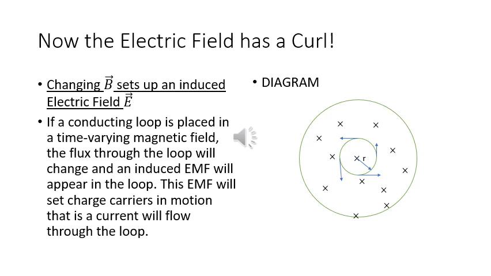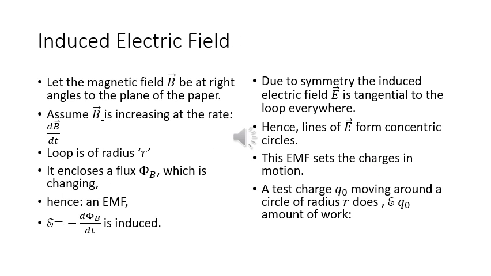Now, the electric field has a curl. Let's see how. A changing B sets up an induced electric field. If a conducting loop is placed in a time-varying magnetic field, the flux through the loop will change and an induced EMF will appear in the loop. This EMF will set charge carriers in motion, that is, a current will flow through the loop. Let the magnetic field be at right angles to the plane of the paper. Assume that B is increasing at a rate dB by dt.